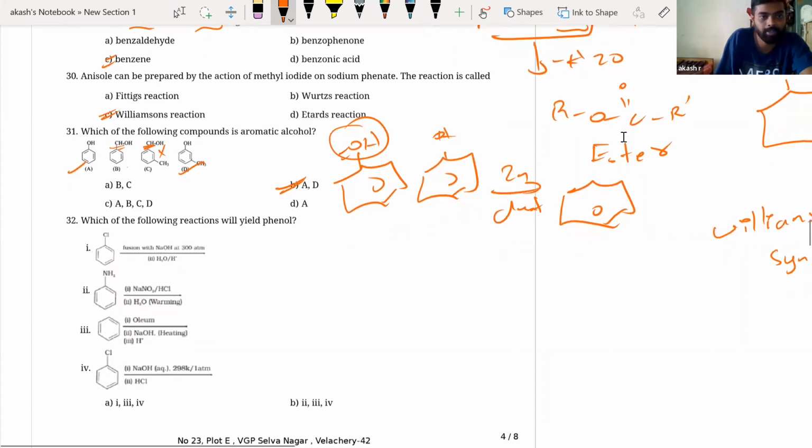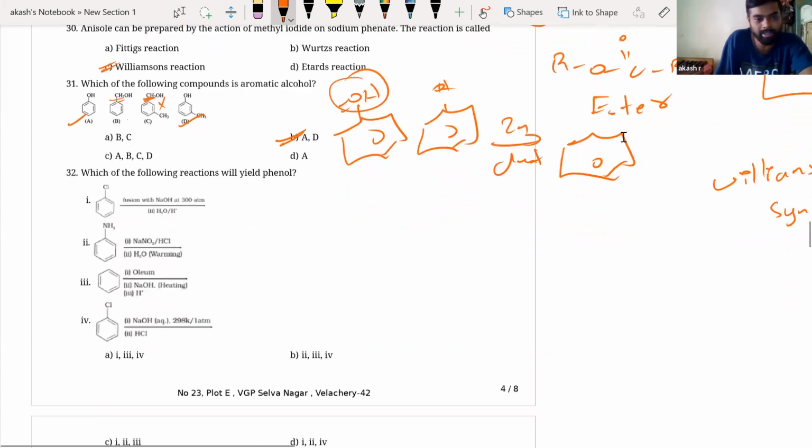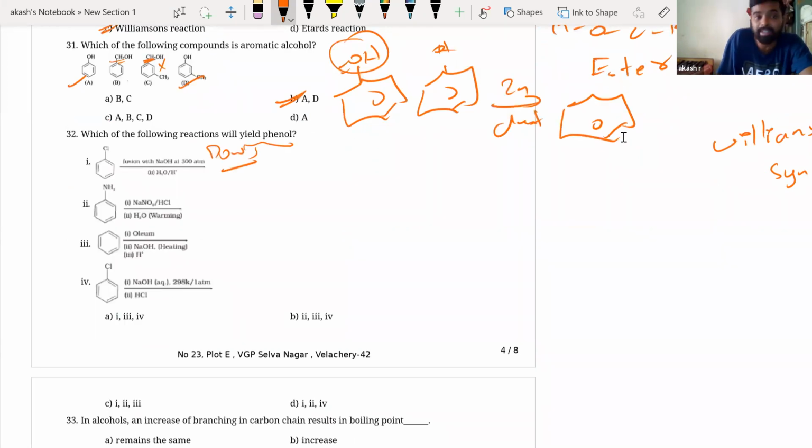Next, which of the following will yield phenol as the product? Now, this is your Dow's process. If you can remember, nucleophilic substitution reaction for chlorobenzene will not happen normally, but if I go for very high temperature and very high pressure, it will happen. So here I will get phenol. Next, you go for NaNO2. Oh God, you may not have studied this, but this will also give me phenol. This is how you go for diazotization.